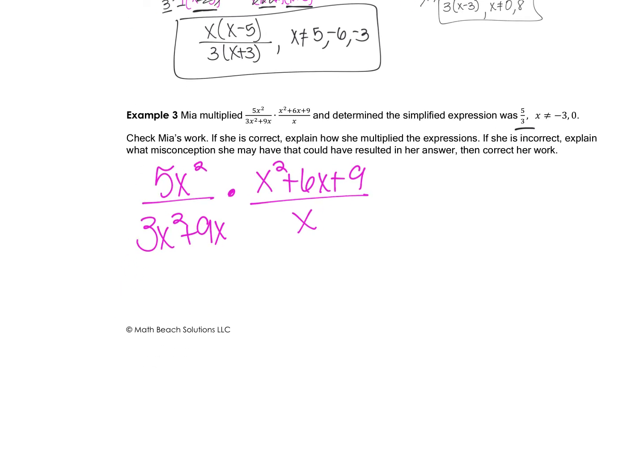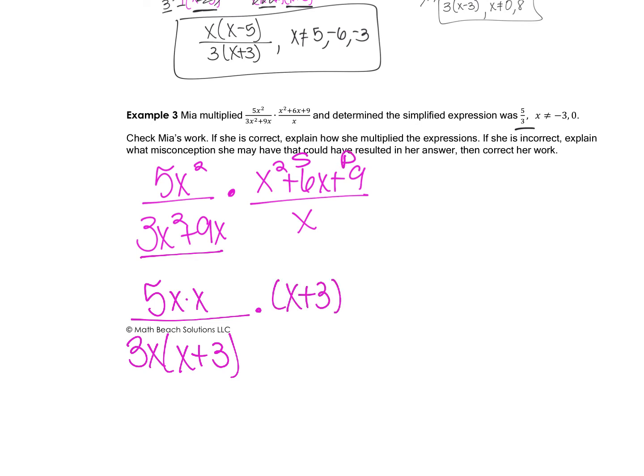So I'm going to factor. I can't factor 5x squared, but if you want, you can do 5 times x if you would like to do that. Then I have, bottom here, a GCF of a 3x, which leaves you with x plus 3. And then trinomial, sum is 6, product is 9, so that would be x plus 3, x plus 3. And then the denominator of x.